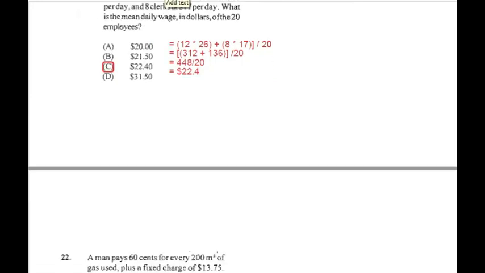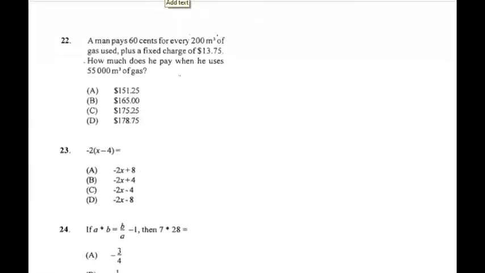So we're coming along nicely, guys, and maximizing our marks. Question 22 states a man pays 60 cents for every 200 meter cube of gas used, plus a fixed charge of $13.75. How much does he pay when he uses 55,000 meter cube of gas? So 60 cents is 0.6 for 200 meter cube. So what you're looking for is X, how much he pays for the 55,000.